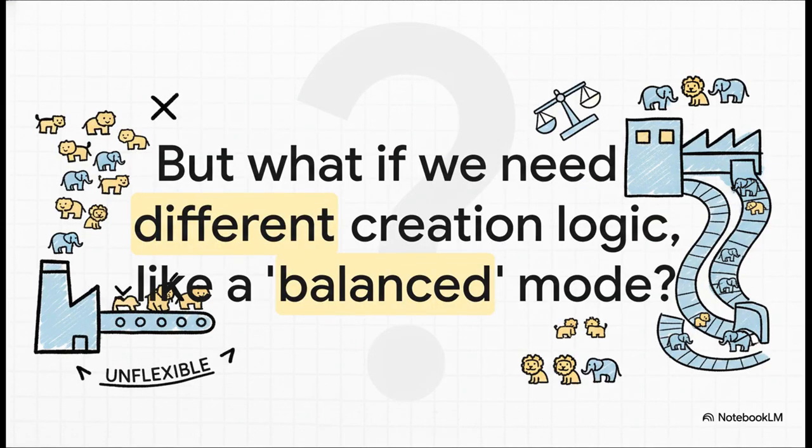But here comes the twist. What if our simulation needs a brand new feature? Let's say, instead of just random animals, we need a balanced mode to make sure we get an equal number of dogs, cats, and ducks. How do we do that? All of a sudden, our neat little simple factory feels, well, really rigid. It's not flexible enough for this new requirement.